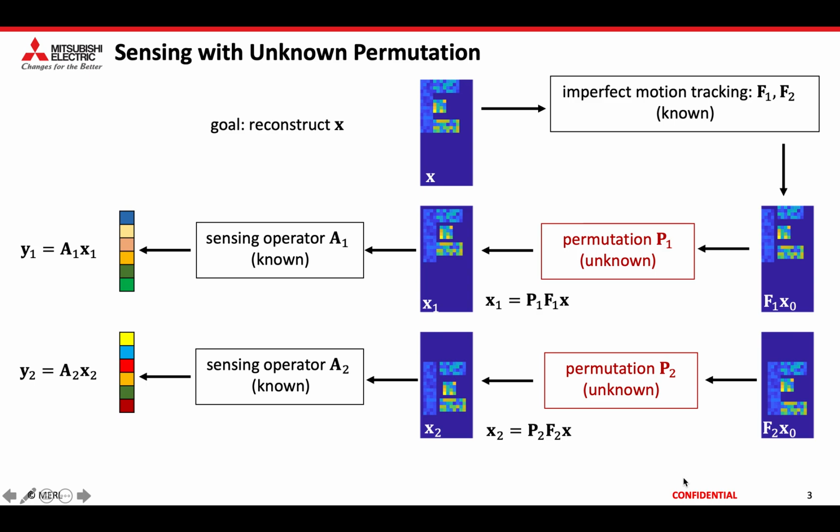In this work, we assume that we have a motion tracking system that can roughly predict the motion of the object, and the difference between the predicted motion and the true motion can be represented by a permutation matrix. In other words, the permutation matrix corrects the error made by the motion tracking system. Specifically, we assume that xi equals Pi Fi x, where Fi is the predicted motion operator and Pi is the unknown permutation.